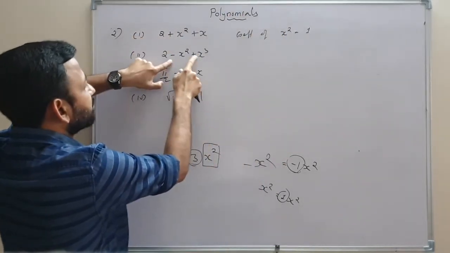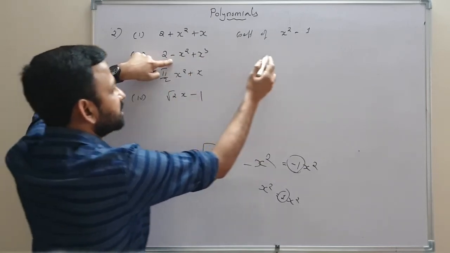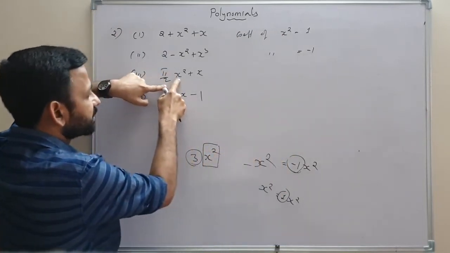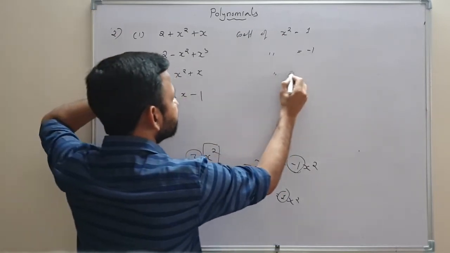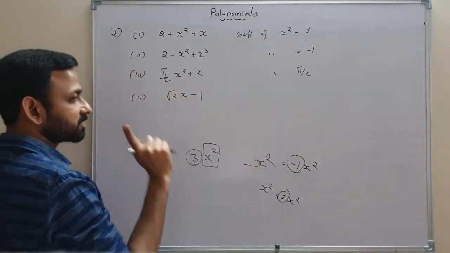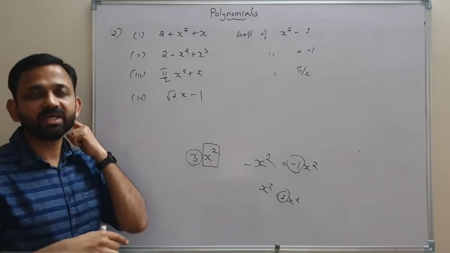And here the term containing x square is minus x square, so minus 1 is the coefficient of x square. And here the coefficient of x square is pi by 2. Pi by 2 is the coefficient of x square. And here we don't have an x square term. If we don't have an x square term, its coefficient will be 0.